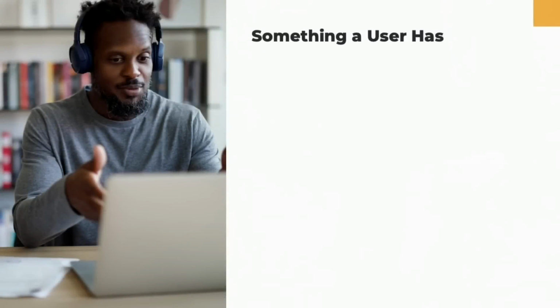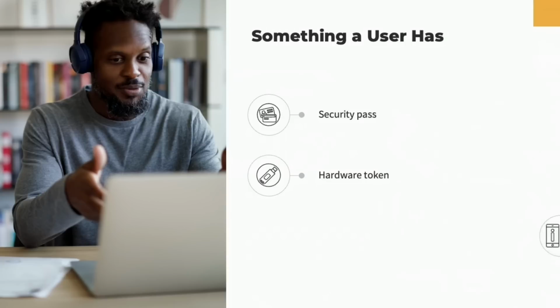And lastly, something a user has refers to a physical object such as a security pass, a hardware token of some kind, and/or a mobile phone. Now, the implementation of any of these can certainly vary. For example, the security pass could be something as simple as an ID card with a photo, or it might be a smart card, which is a card about the size of a credit card, but with an embedded chip that can be detected by a reader, commonly used to open locked doors.